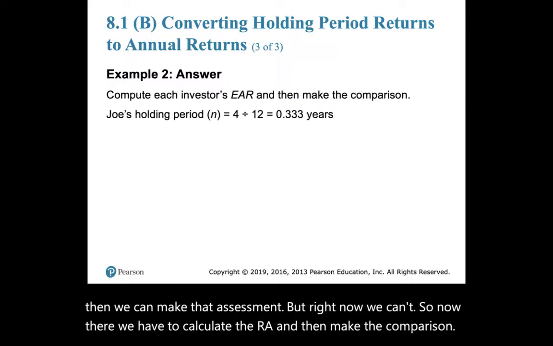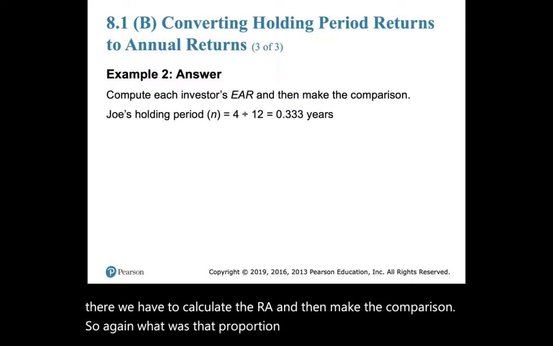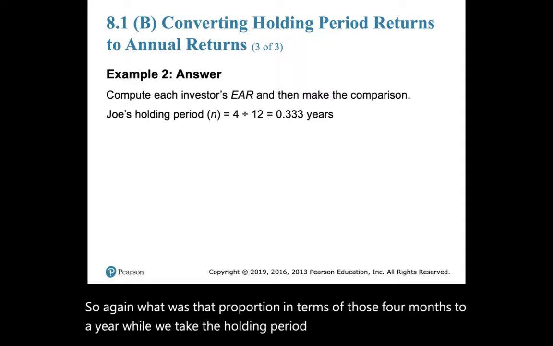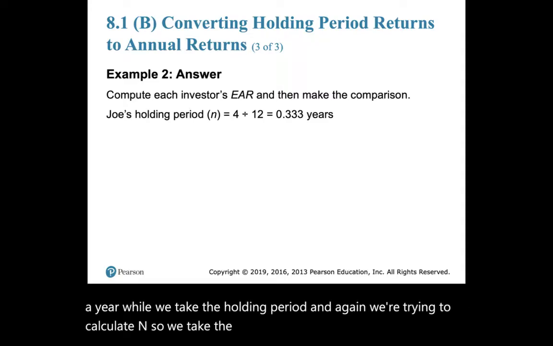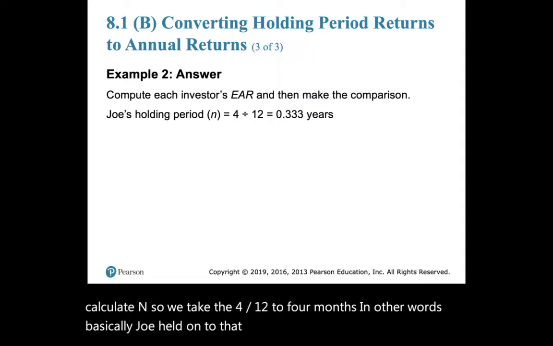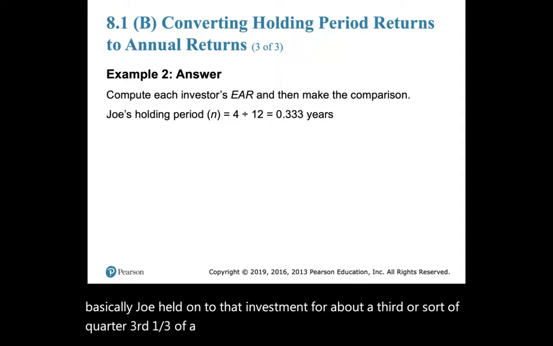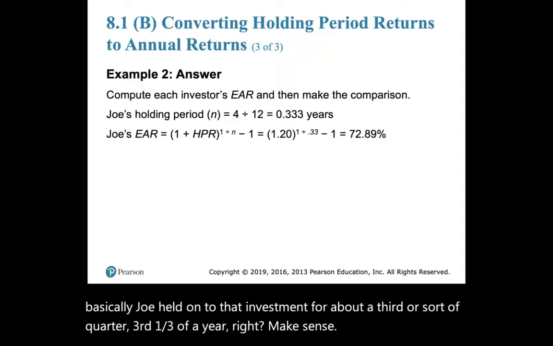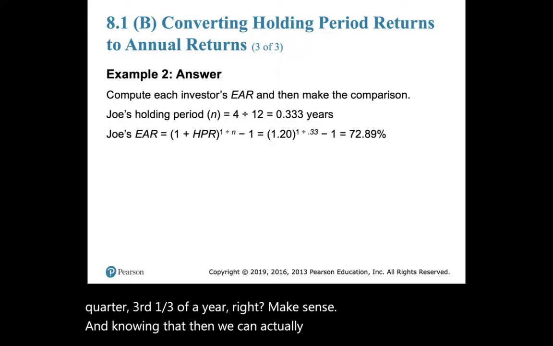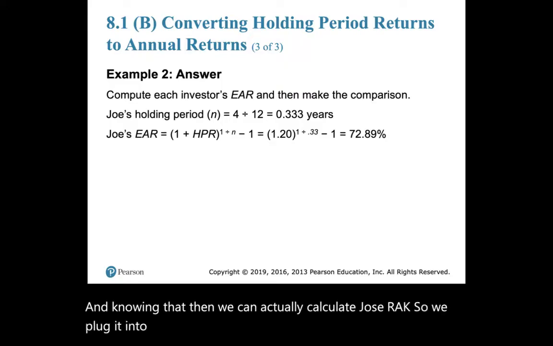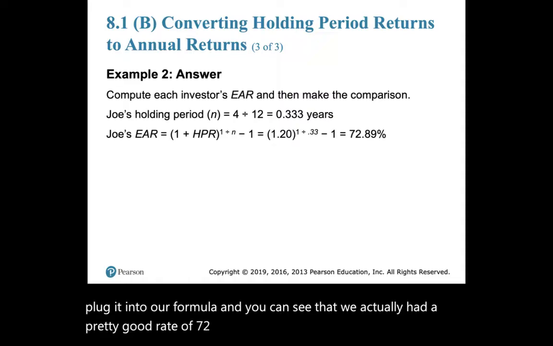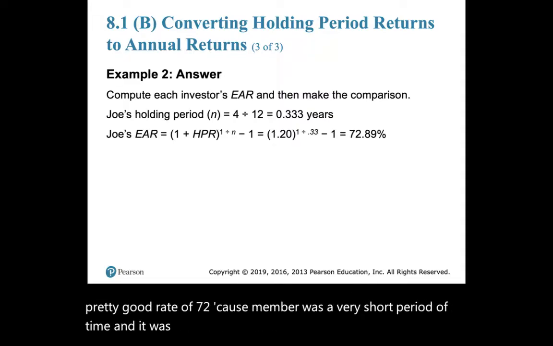So again, what was that proportion in terms of those 4 months to a year? Well, we take the holding period, and we're trying to calculate N. So we take the 4 divided by 12, the 4 months. In other words, Joe held on to that investment for about a third of a year, right? Makes sense. And knowing that, we can calculate Joe's ERA. So we plug it into our formula, and you can see that we actually had a pretty good rate of 72%. Because remember, it was a very short period of time, and it was still a pretty good increase.